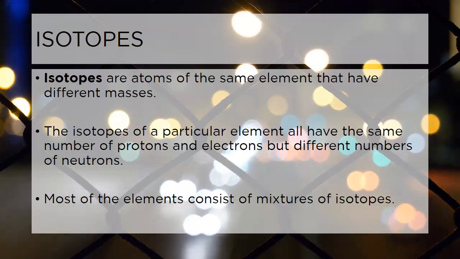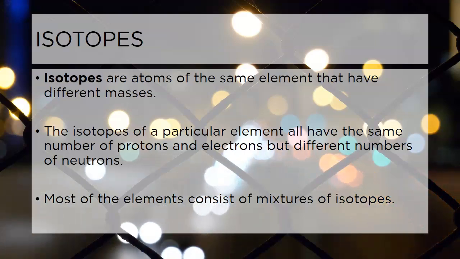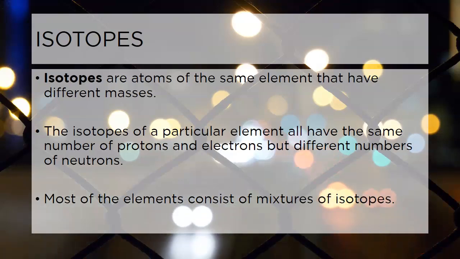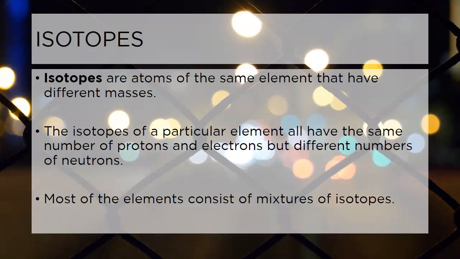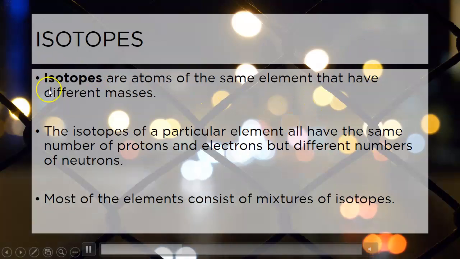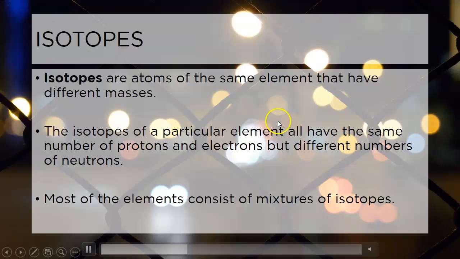And most elements in nature consist of a mixture of isotopes. So you might have some oxygen atoms with 8 neutrons, and you might have some oxygen atoms you're breathing with 6 neutrons. It just depends on the individual atom, and you have a mixture of all the different isotopes.